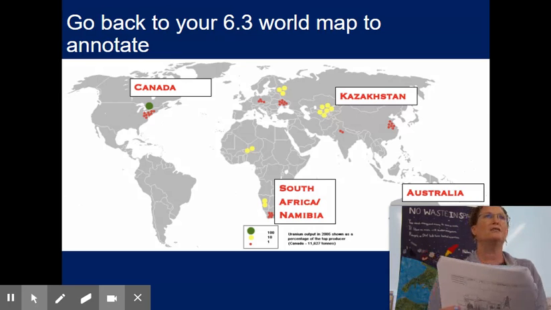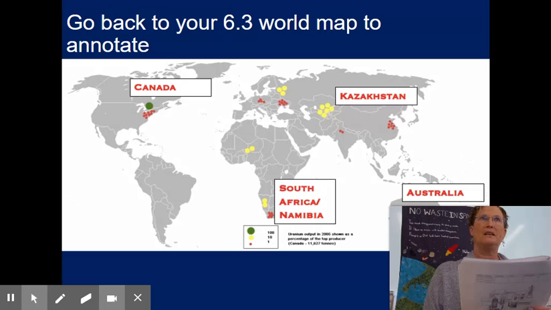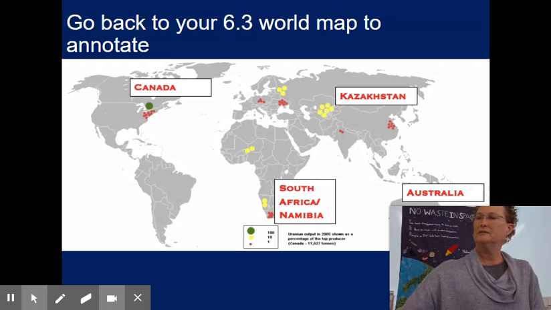Cool. So the location of uranium mines, you're going to write down Canada, South Africa, Namibia, Kazakhstan, and Australia. Okay.